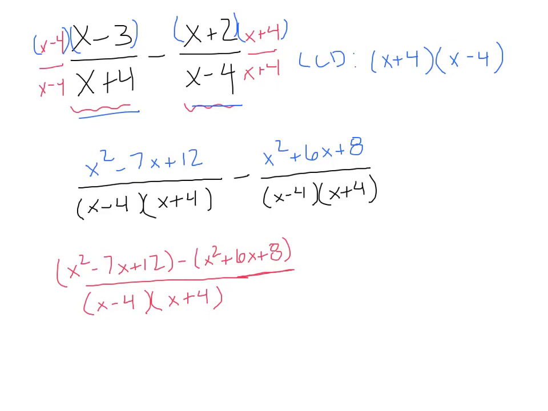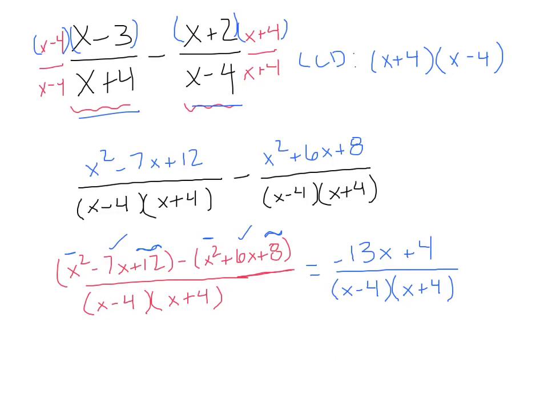This step that I just wrote down is one that a lot of you guys will start skipping very quickly, and you'll go straight to the next fraction I'm going to write, which is the simplified fraction. So I know my simplified fraction has x minus 4 and x plus 4 in the denominator. Now, I have x squared, and I'm going to subtract x squared, so I have no x squareds left. I have negative 7x and minus 6x, so that gives me negative 13x. I'm going to have 12 minus 8, and that leaves me with 4. So negative 13x plus 4 is my numerator.